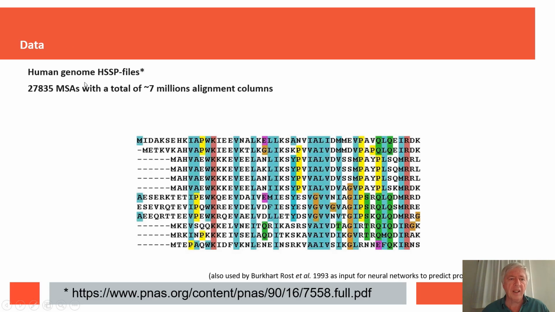The enormous amount of data is in the human genome HSSP files that Koos Baakman has made. He made 27,000 something multiple sequence alignments with a total of 7 million alignment columns. HSSP files were originally thought of by Reinhard Schneider already in the early 90s, and they were later used by Burkhard Rost as input for neural networks for secondary structure prediction, which actually was also the main reason that Reinhard made them in the first place, and this article is here.